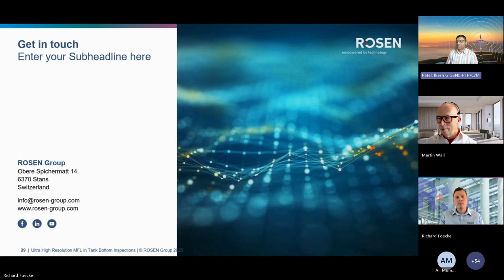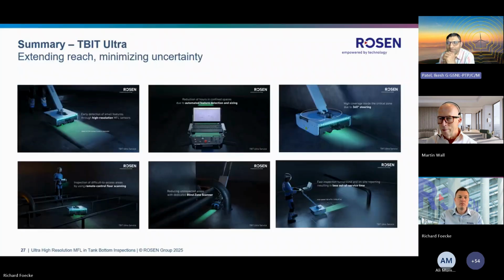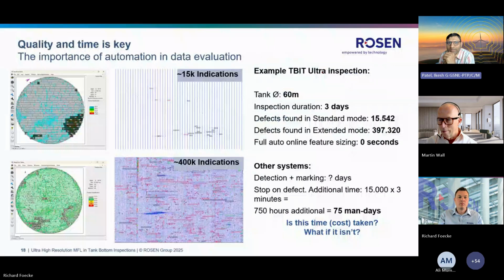The question I have is, and that's a bit of concern for me as an end user. On slide 18, you presented an overview of the standard MFL compared with the TBIT. And if I read it correctly, with the latest version of TBIT, there are many more defects that you found in the 100% or higher wall loss category, which were not at all detected with standard MFL. So can you elaborate a bit more on that?